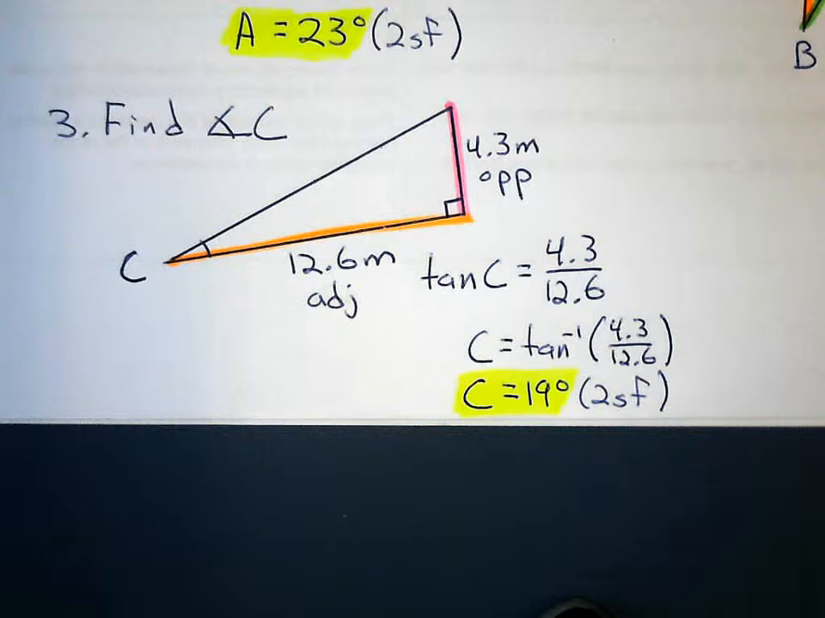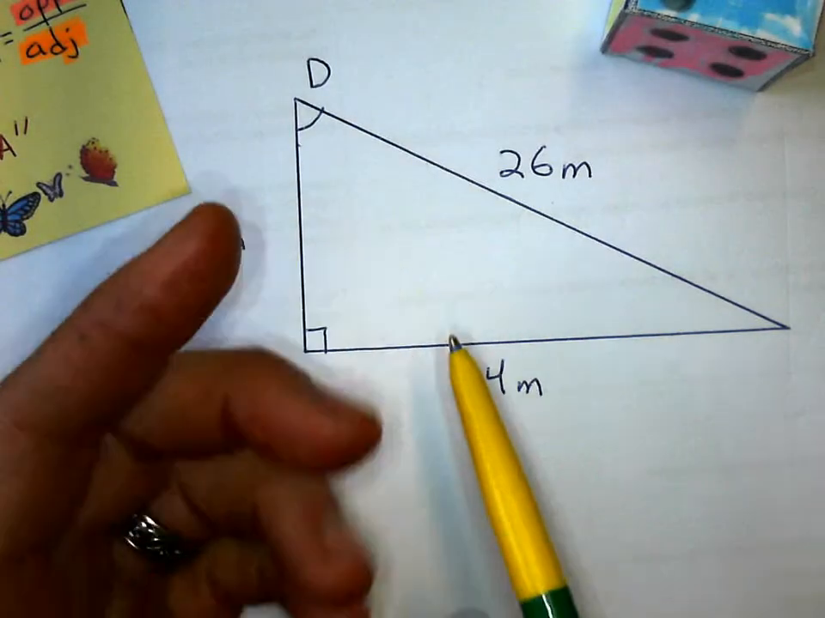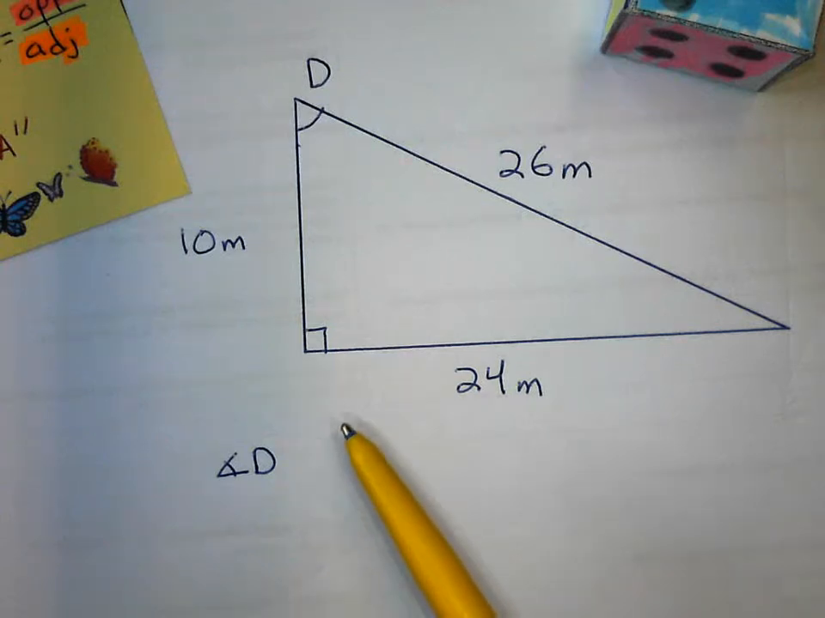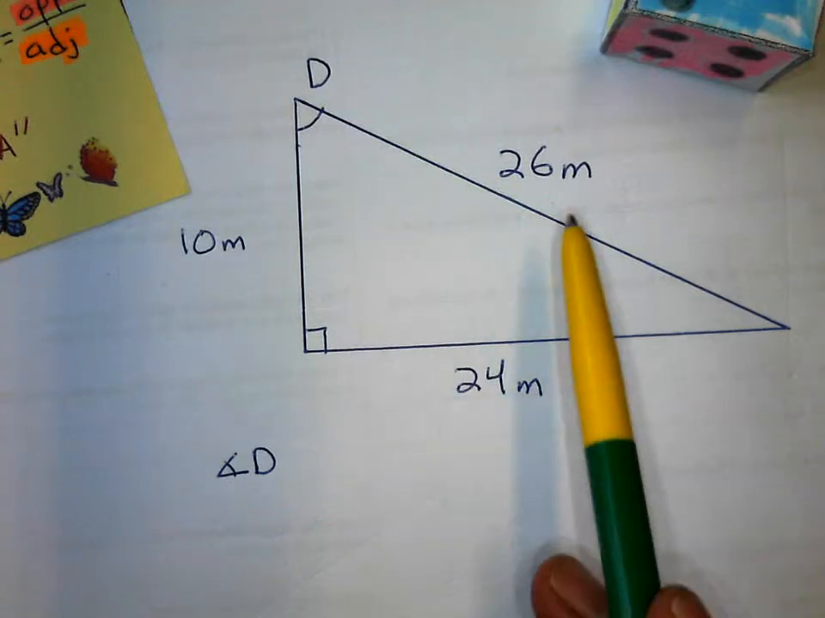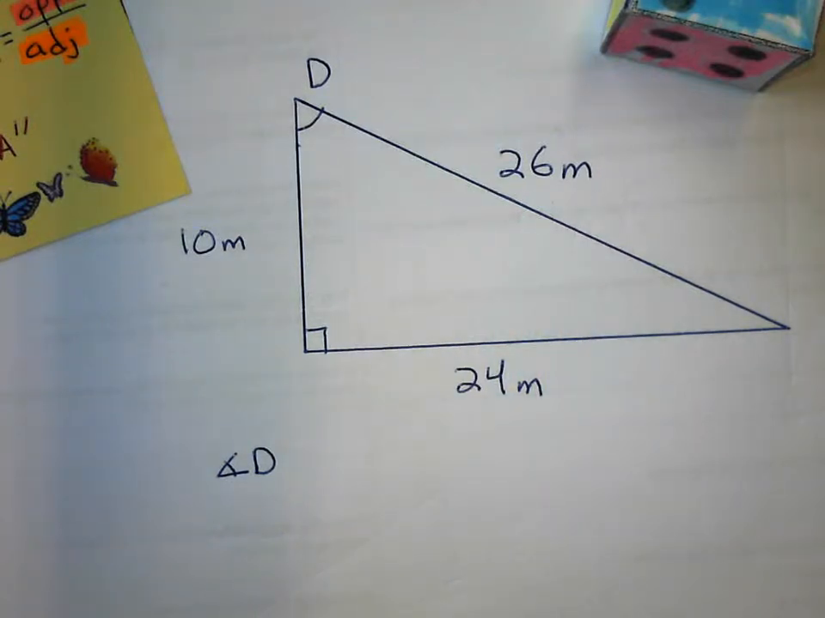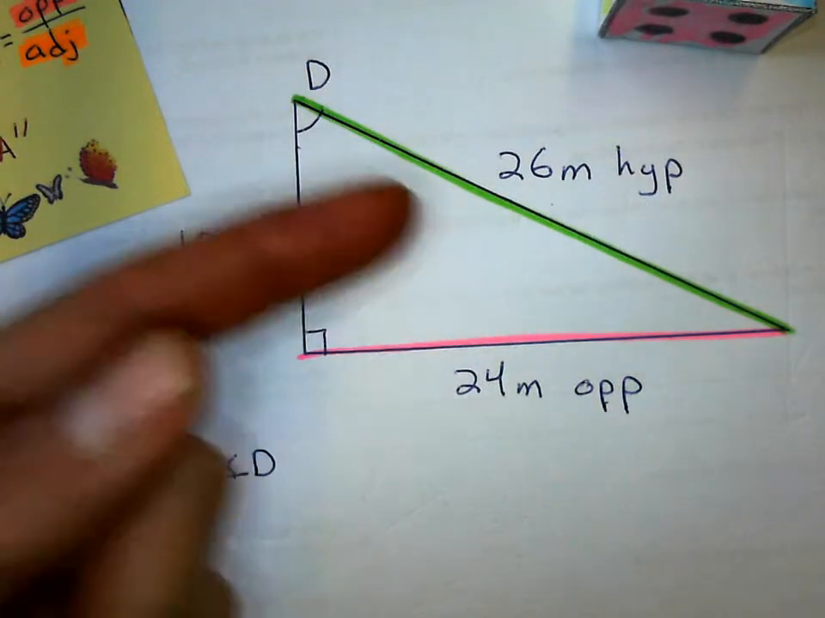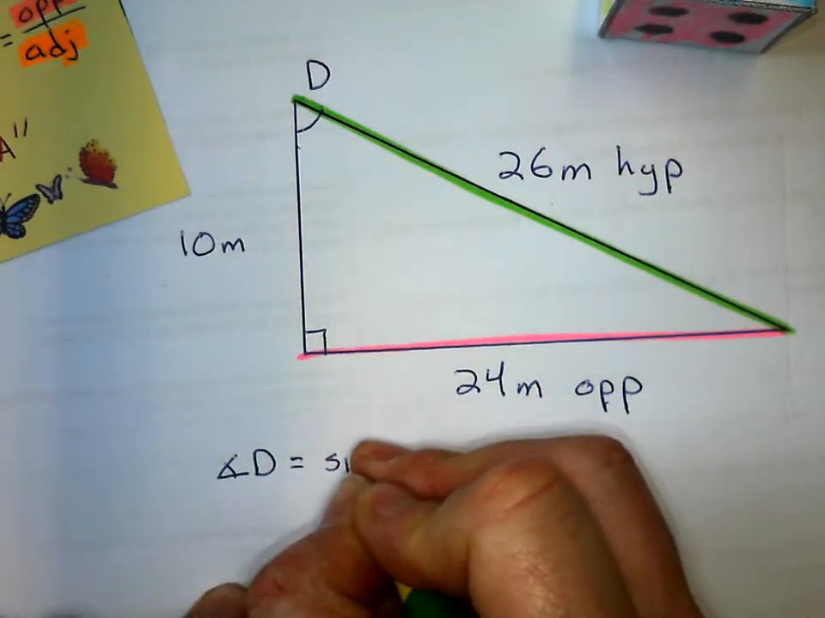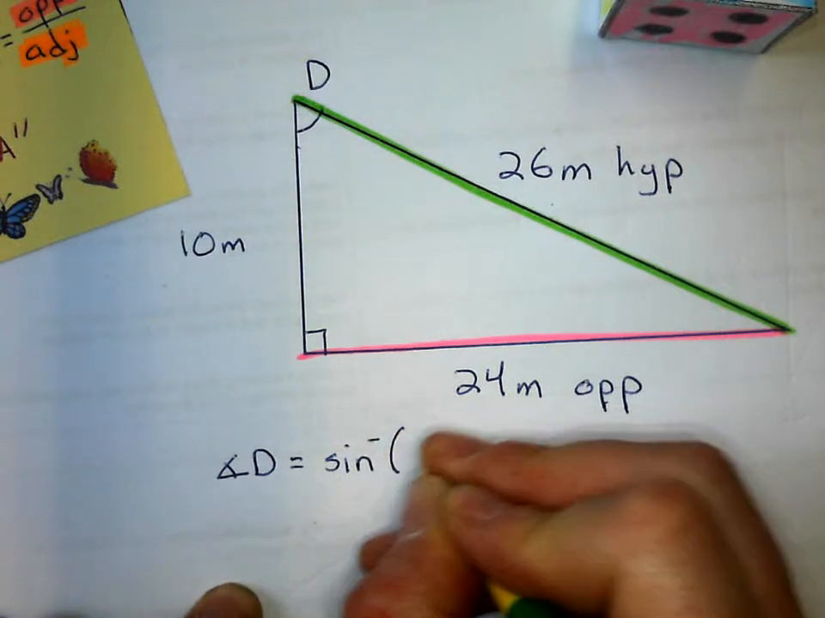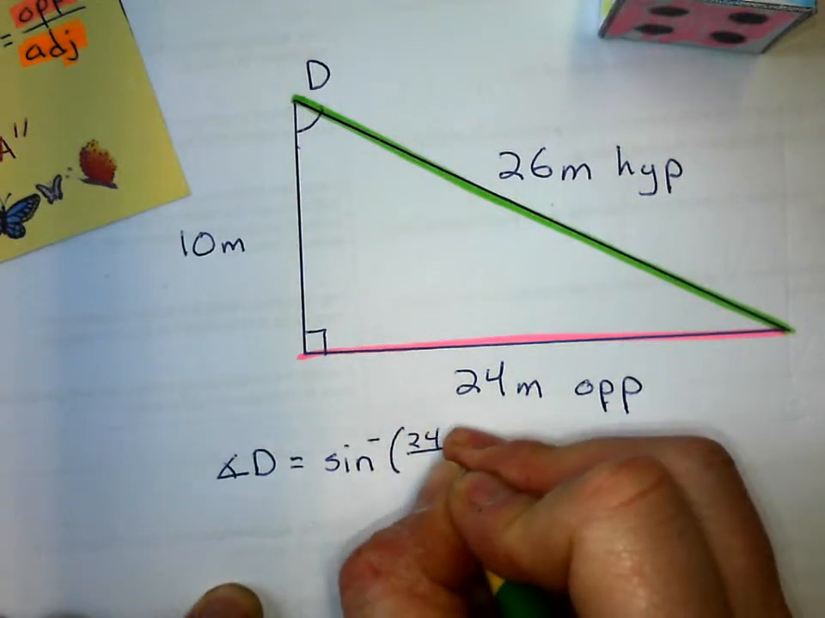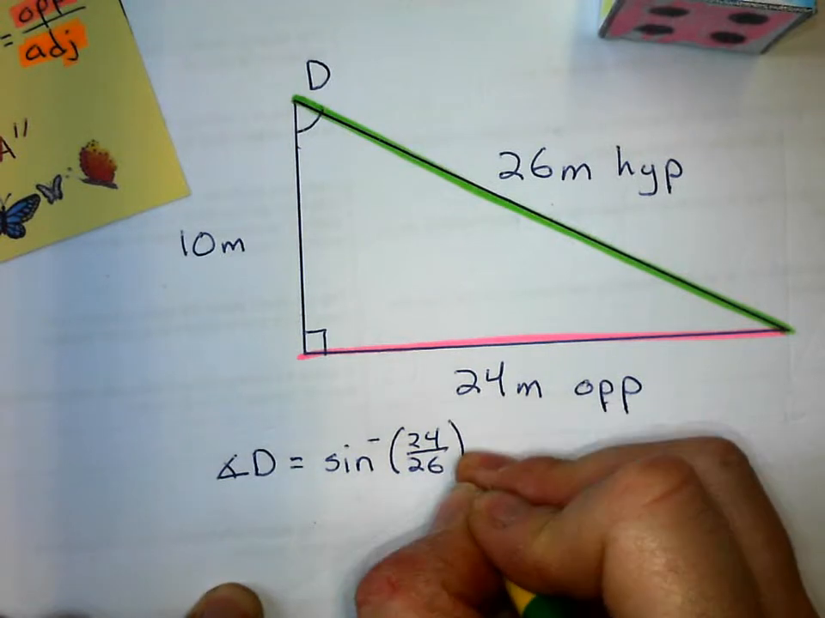Now the last thing I'm going to do: the question is, what if you're given all three sides of a triangle, and you don't know which trig ratio to use? With this one, we're given the three sides, and we only need two sides to pick a trig ratio. If we pick 24 and 26, we get opposite and hypotenuse, which means it would be sine. So D would equal the inverse sine of opposite over hypotenuse.